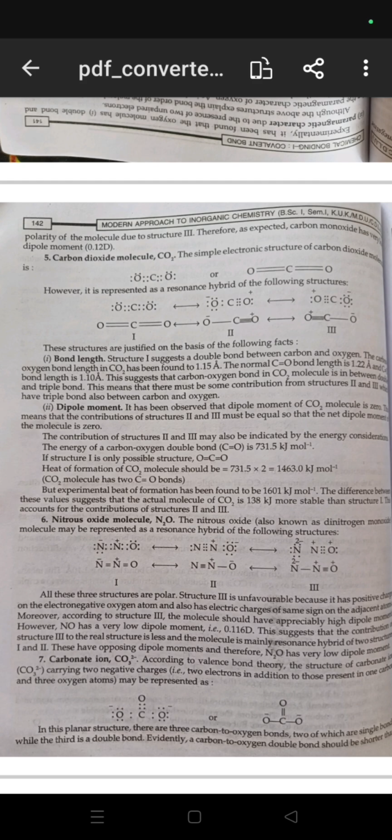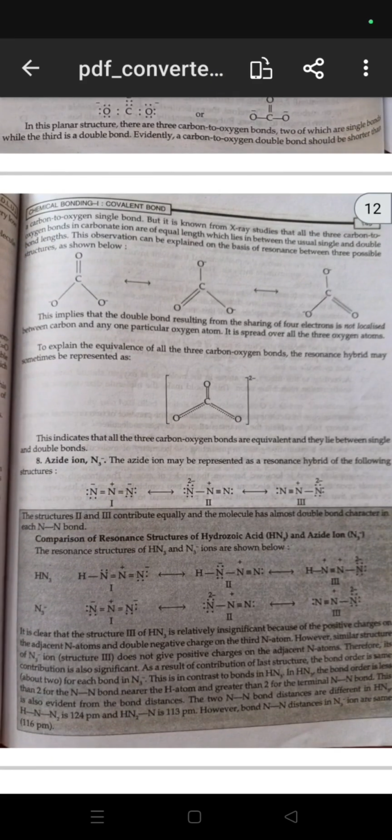This implies that the double bond resulting from sharing of four electrons is not localized between carbon and any particular oxygen atom. It is spread over all three oxygen atoms. Eighth, azide ion.